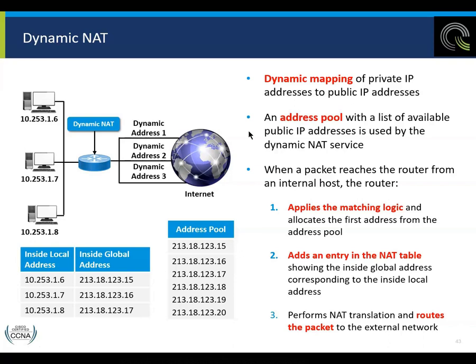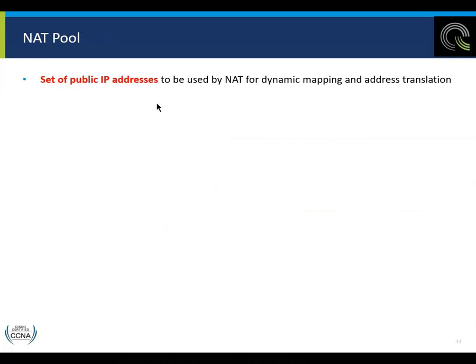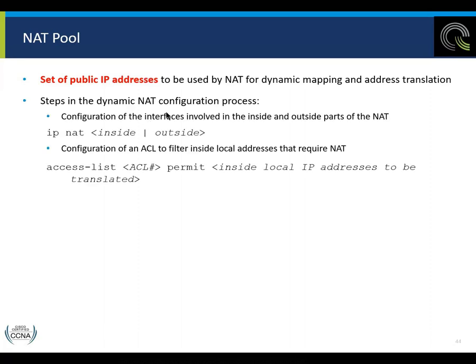So we're still one private address to one public address. When the public address gets done being used, it gets put back into the NAT pool, so that the next IP packet coming in can now use that address. The NAT pool is just a grouping of the public IP addresses, a set of public IP addresses to be used by NAT, and the steps for the dynamic NAT configuration, IP NAT.